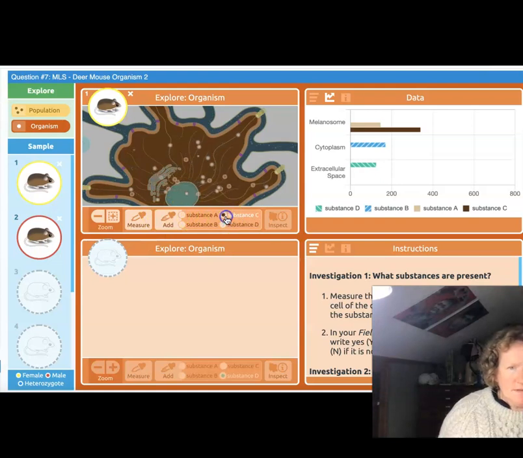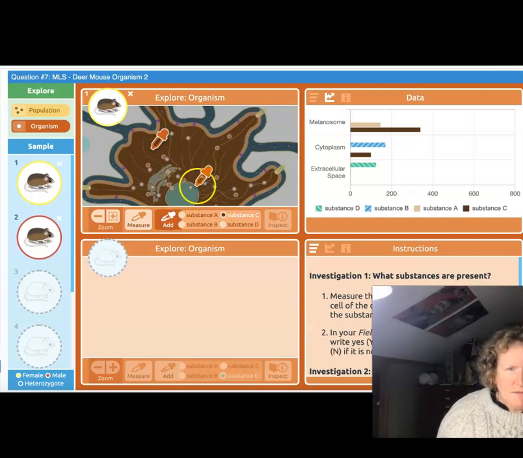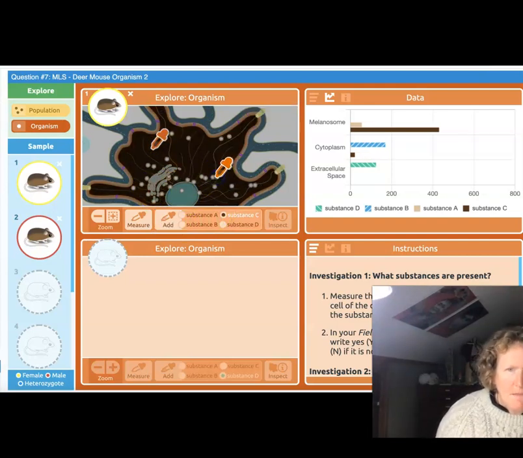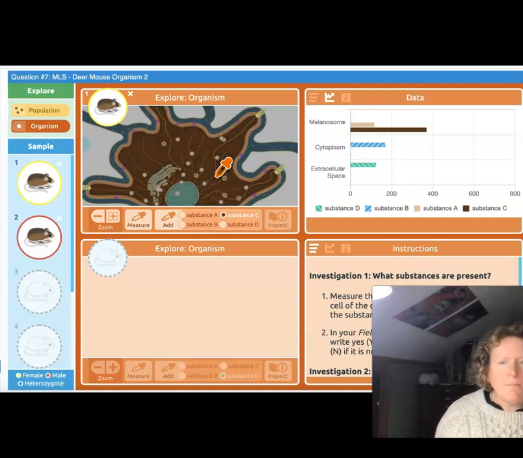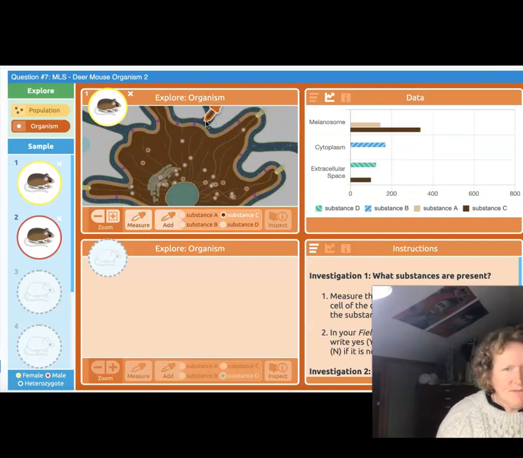Let's try substance C. Let's add that to the cytoplasm, and let's add it to a melanosome. Ooh, that got nice and dark. Let's add it to the extracellular space and see if that does anything. Not really.